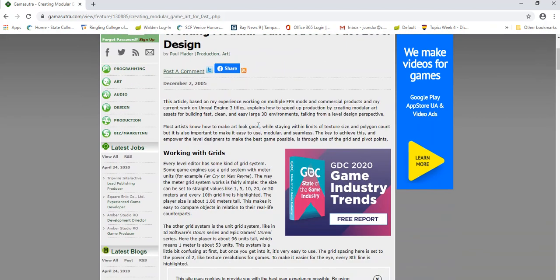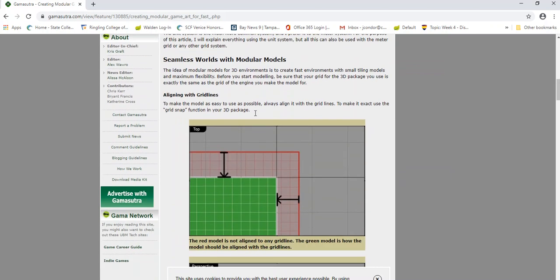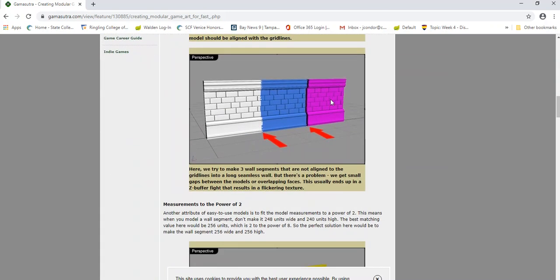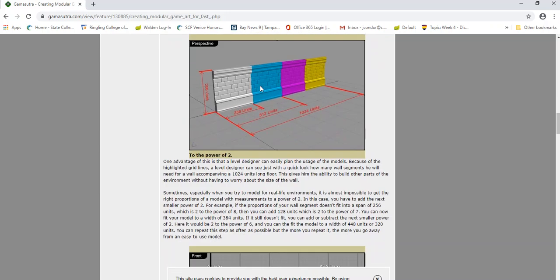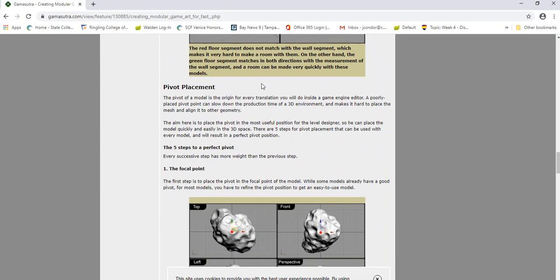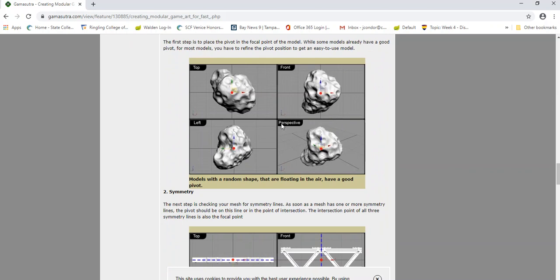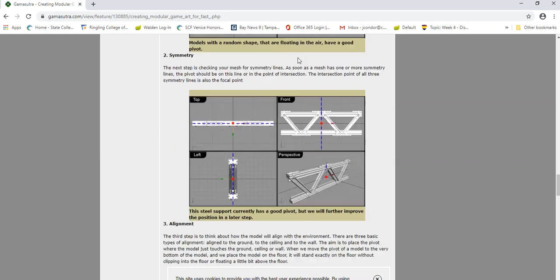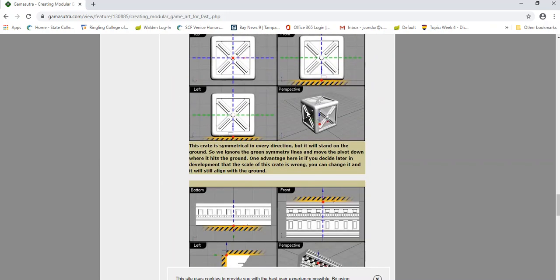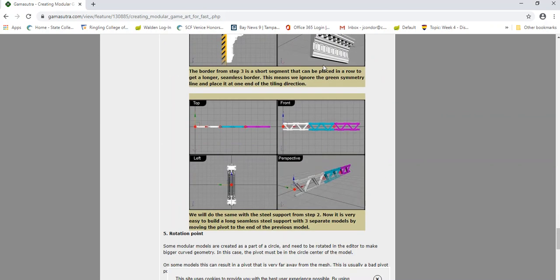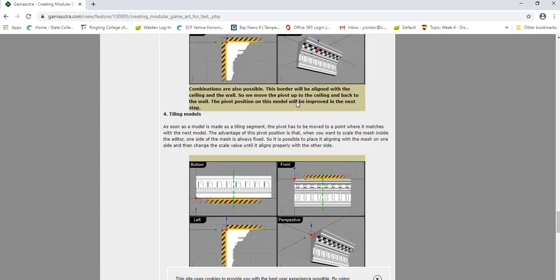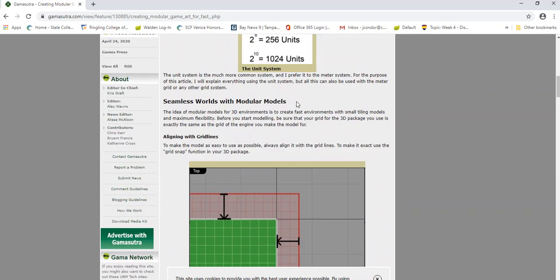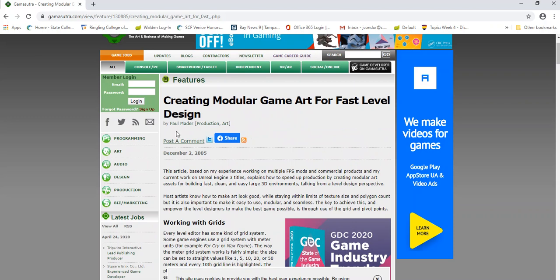And so when we think about modular pieces, we said that there are some things that stay the same, that are exactly the same about the pieces and remain consistent. And he goes through and explains setting up the different formats for walls and so on, and different pieces that could be used within there. He says models with random shapes, floating in air, have good pivot points. So again, here are some different pieces that they use at different levels and so on. So this idea of modular art is pretty appropriate for game art also.